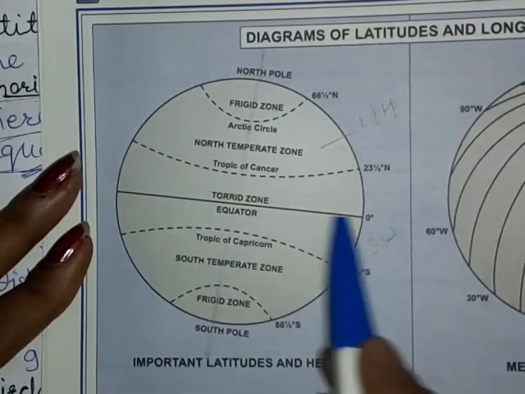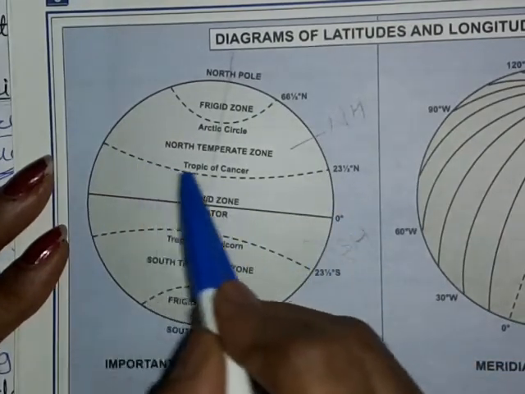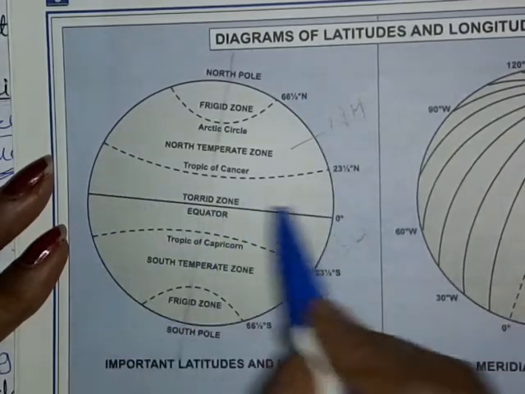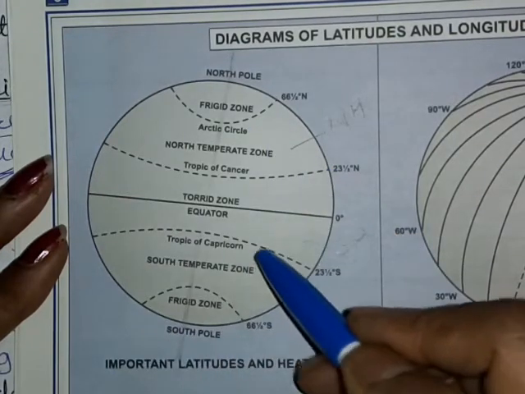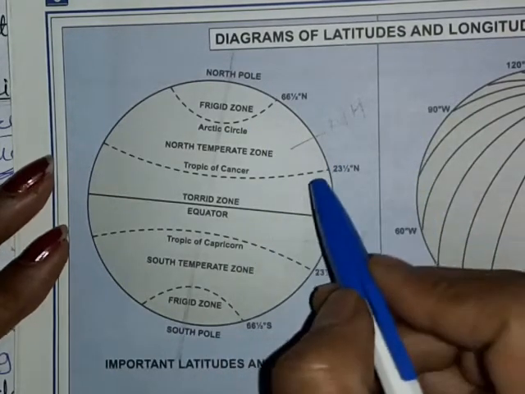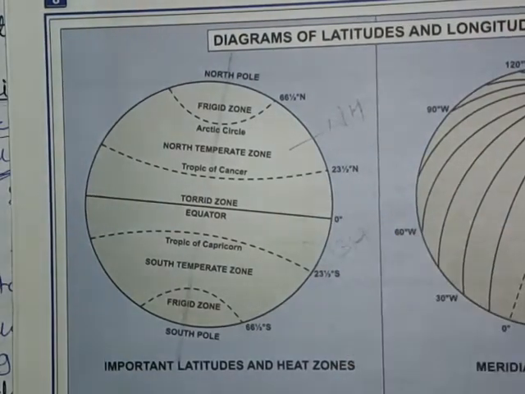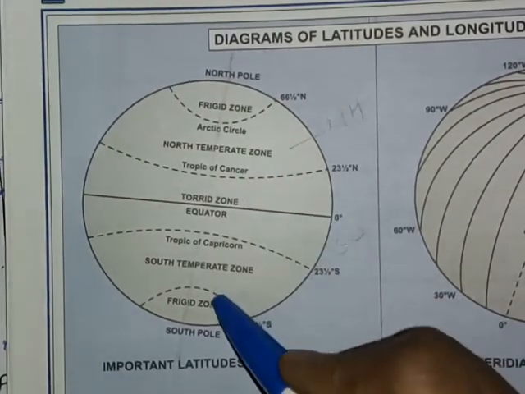So this 0 degree latitude is known as the equator. Then this is 23.5 degrees towards the north. These lines are parallel to each other, and there are 181 latitudes. How many latitudes are there? 181 latitudes on the earth.